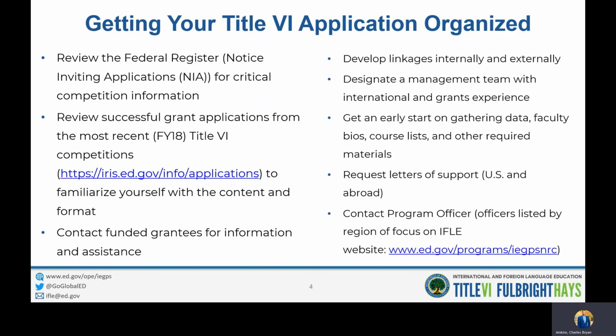Along the same lines, you will want to start early on collecting any data points referenced as necessary or suggested in the NIA, whether that be lists of relevant courses on your campus or dedicated faculty bios and CVs. You will also want to start to think of who would be willing to provide a strong, positive, and robust letter of support. For further guidance surrounding how to properly organize and get started on your application, you can follow the second link on the screen and reach out to your respective program officer.